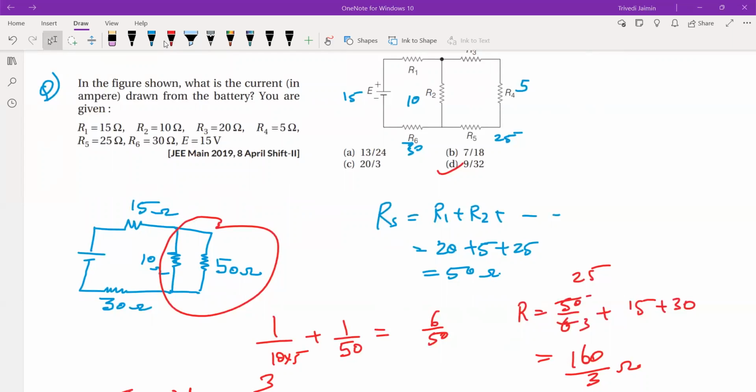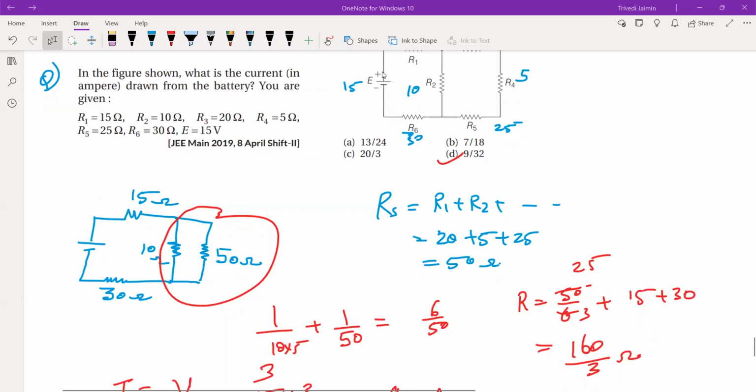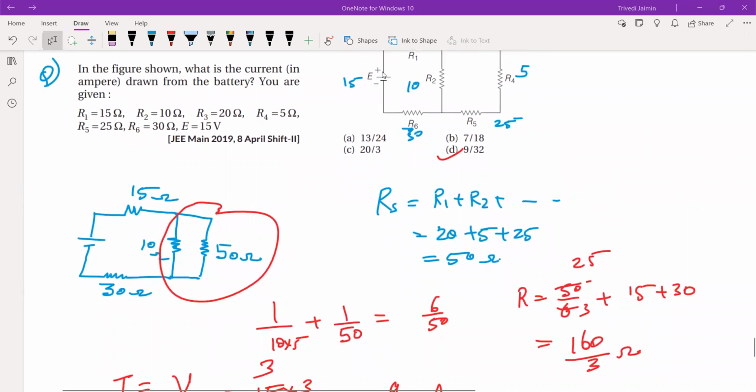Check here. Where have you made a mistake? Check that. Found a mistake? See, getting it wrong is not a problem. After getting it wrong, correct it. Okay, let's go for the next question.